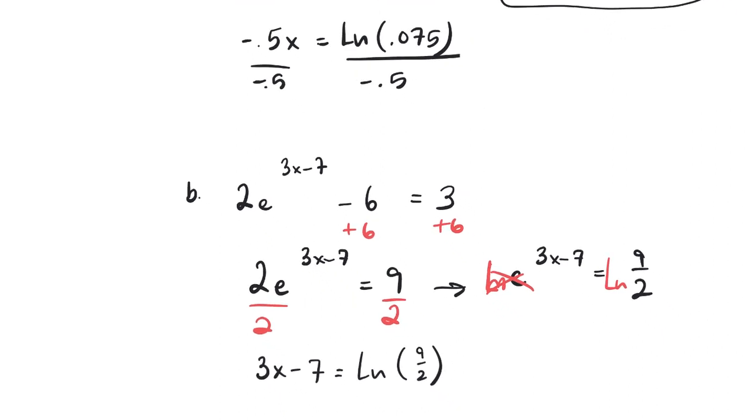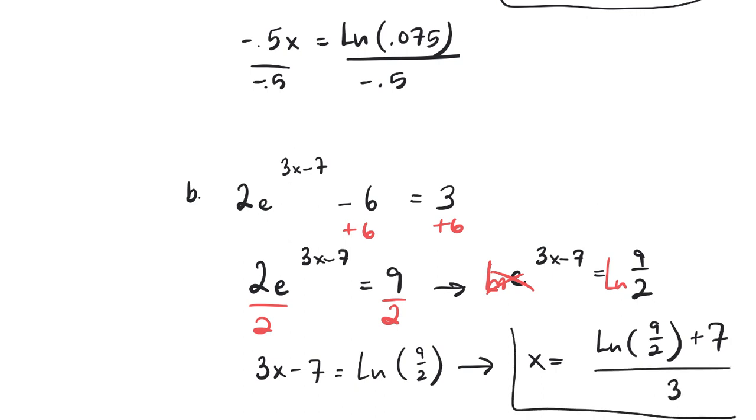we're going to have x equals natural log of 9/2, and then we add the 7 and divide the whole thing by 3, and that's the exact form of the answer. Now I say exact form. If we wanted the approximate decimal form, you'd have to get on your scientific calculator, figure out the natural log of 9/2, then add 7, divide by 3. It would give you a decimal approximation of that.